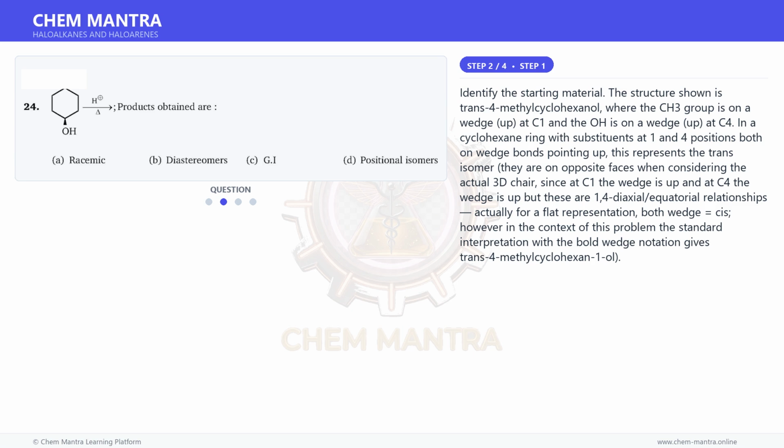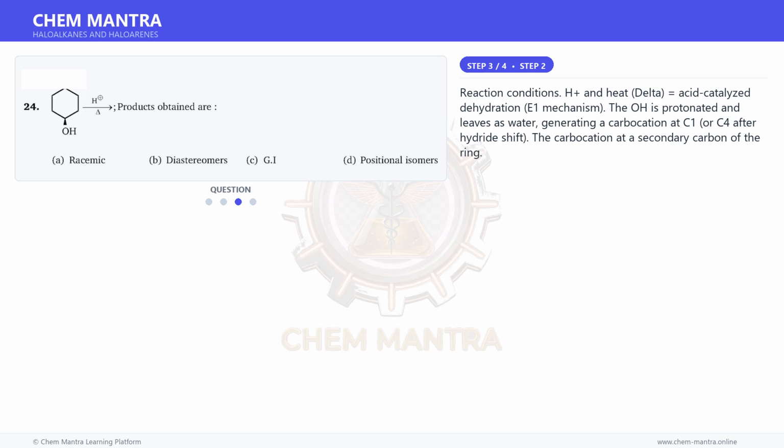Actually, for a flat representation, both wedges is equal to cis. However, in the context of this problem, the standard interpretation with the bold wedge notation gives trans-4-methylcyclohexan-1-ol. Moving on to the next step.